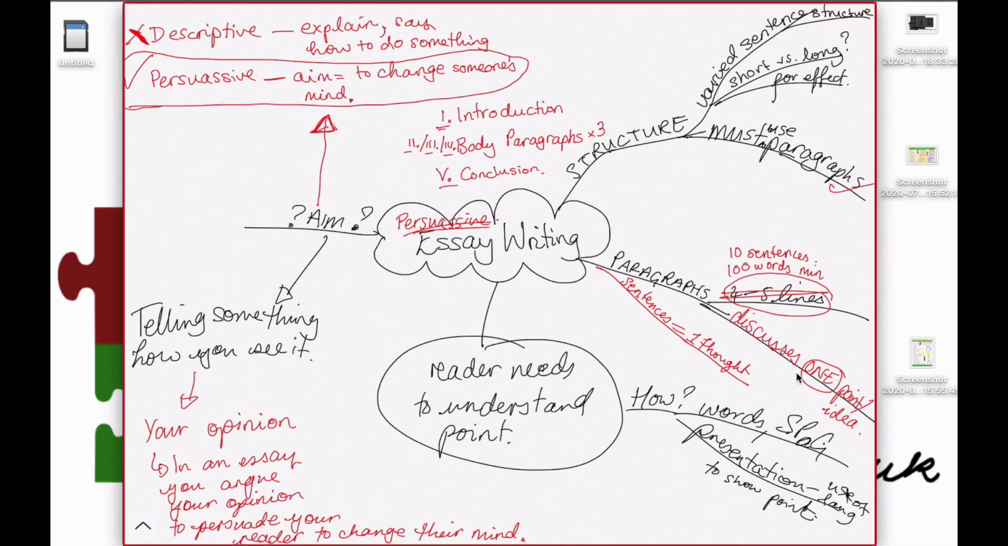Exactly. So if it's irrelevant, it detracts from your point. It detracts from the argument and it weakens it. So when you're writing a persuasive essay, you want to make your argument as strong as possible, because the aim is to persuade your reader to change their mind.